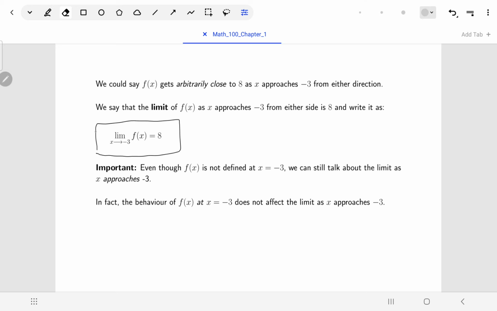So for a limit to exist, we need to be able to approach that x value from both directions, and our y values have to get closer and closer to some real number. Now, the fact that this function doesn't have anything going on at negative 3 at all is not a problem. And in fact, what happens at negative 3 is really irrelevant, because when we're talking about a limit, we're talking about what's near to that x value, not what's at the x value.